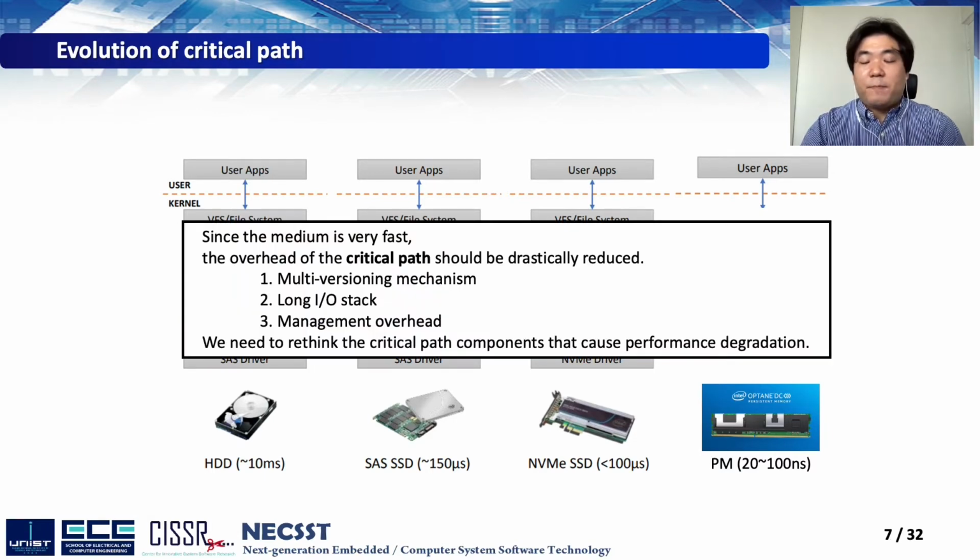In the traditional critical path, there are some unfortunate parts in order to achieve PM's natural performance: multi-versioning mechanism, long I/O stack, and management overhead, etc. Since the PM is very fast, the software overhead of the critical path will become more prominent. In order to guarantee PM's natural performance, this software overhead must be hidden.